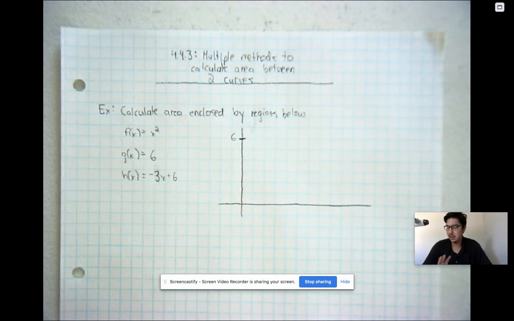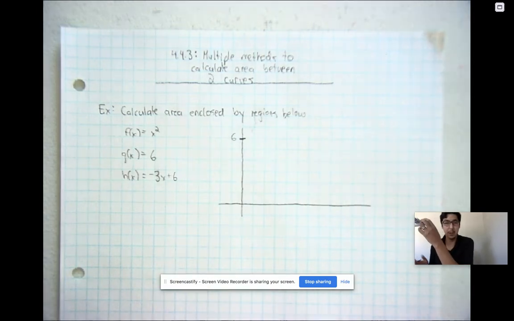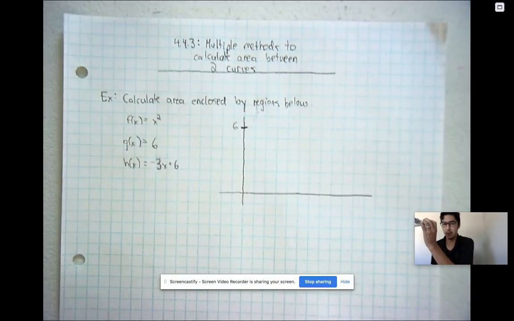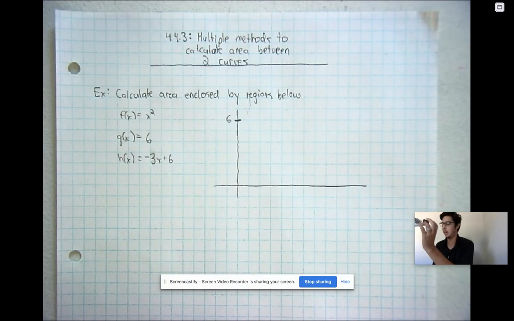In this lesson, I'm still talking about area between two curves, but I'm actually showing you multiple methods we can use now, because what you learned was one way you can do this, but there isn't just that one way. Sometimes other ways are more effective.